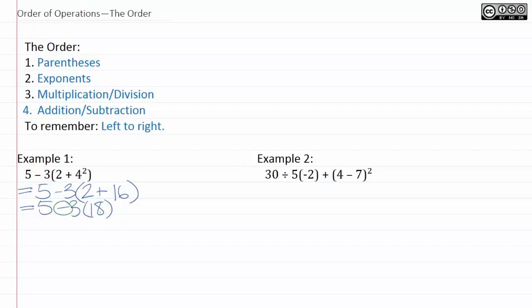Well, if you notice here, we have subtraction, and this 3 touching this parenthesis implies multiplication. According to our order of operations, multiplication or division is the next step. So that means we do the multiplication next. So we're going to do 3 times 18, which is 54. And so this is going to equal 5 minus 54.